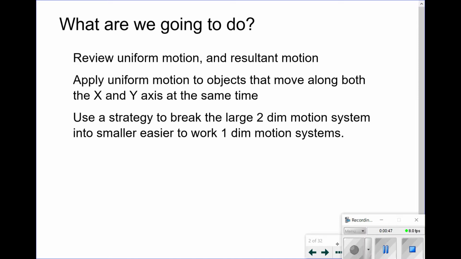What are we going to do? We're going to review the concept of uniform motion and resultant motion. We're going to also apply that concept of uniform motion to objects that move along both the x and y axis at the same time. We're also going to develop and use a strategy that's going to break large two-dimensional motion systems into smaller, easier to work with one-dimensional motion systems.